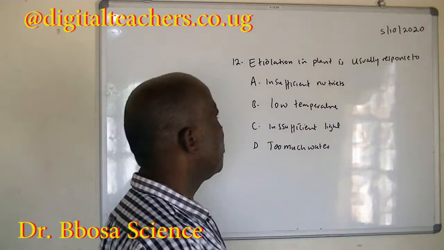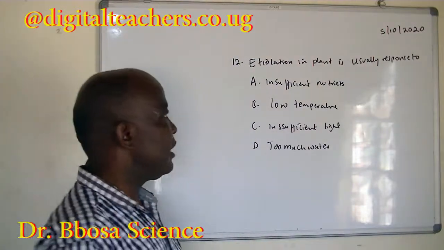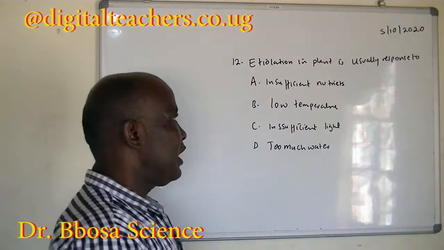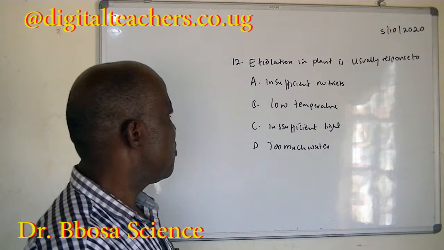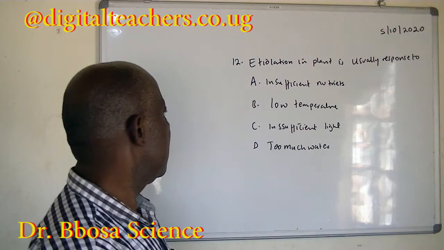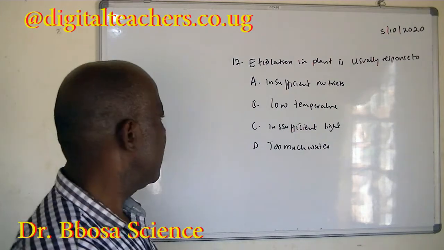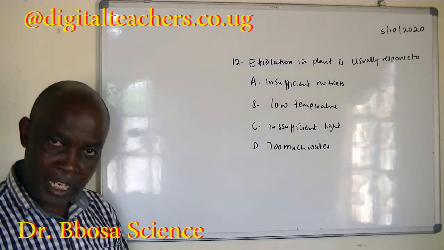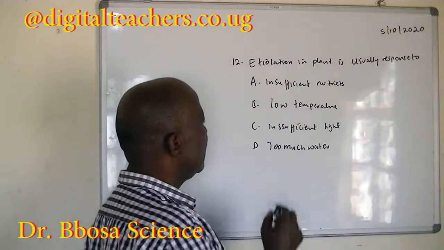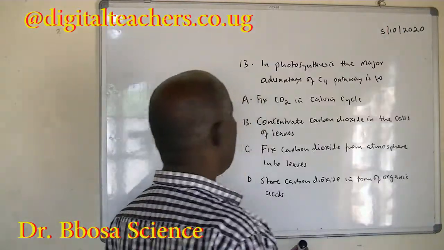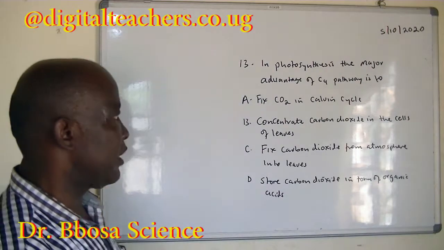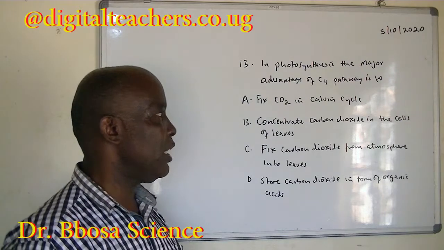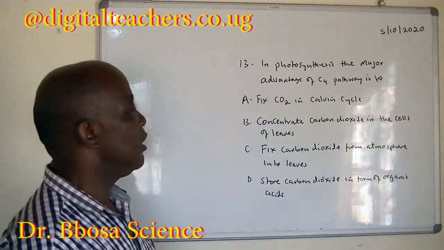Number 12. Etiolation in plants is usually a response to A. Insufficient nutrients. B. Low temperature. C. Insufficient light. D. Too much water. You can pause and answer. So the answer is C.